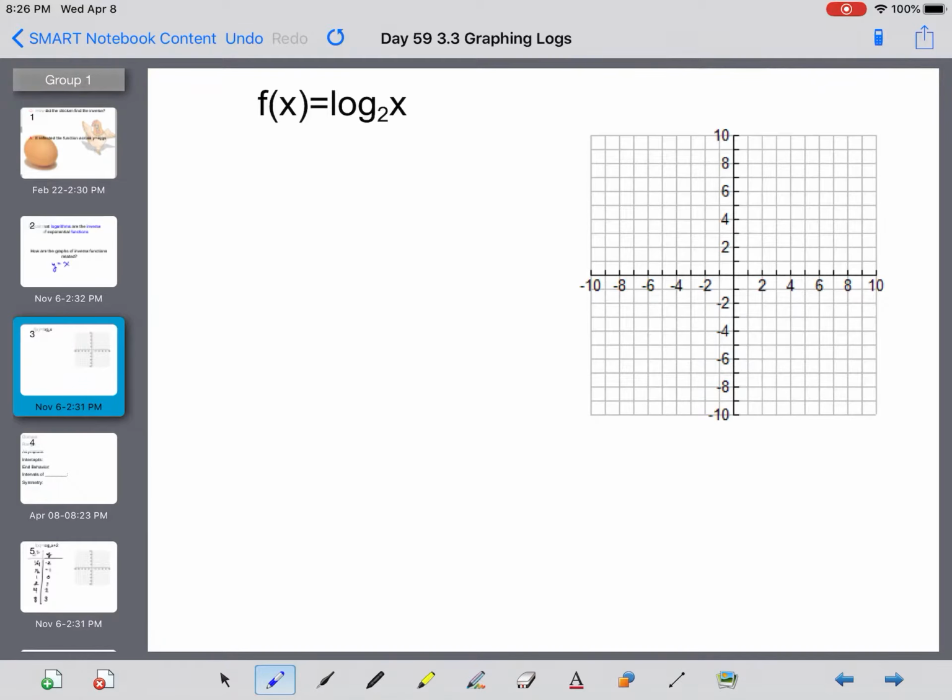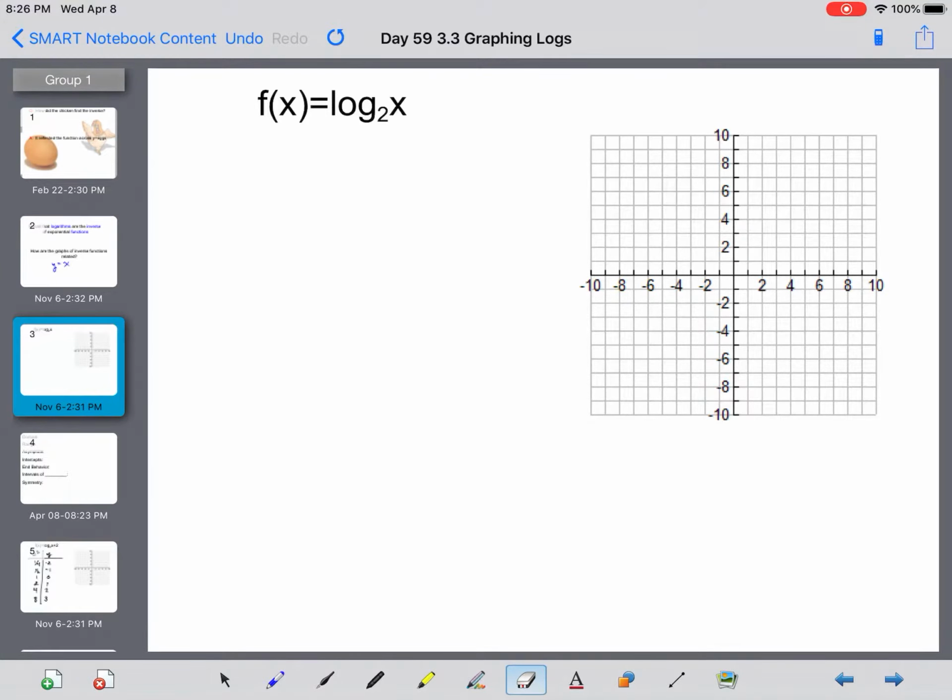So let's take a look at just a basic log function. Right now the base really is pretty arbitrary. This is going to be a base 2 function just because our exponential functions were base 2, so it'll kind of play off of those tables that we worked with. But for the most part, it can be any base that you want. It is going to change your values a little bit, but the base doesn't really make a big difference here.